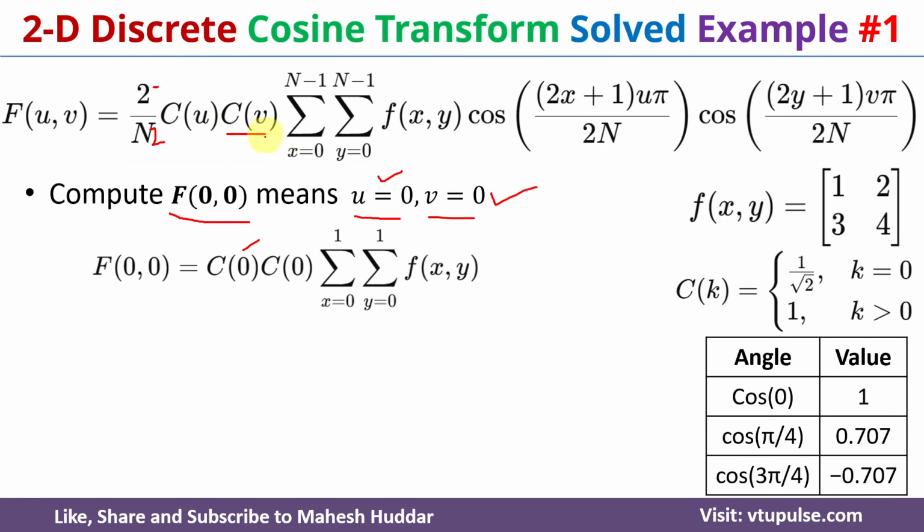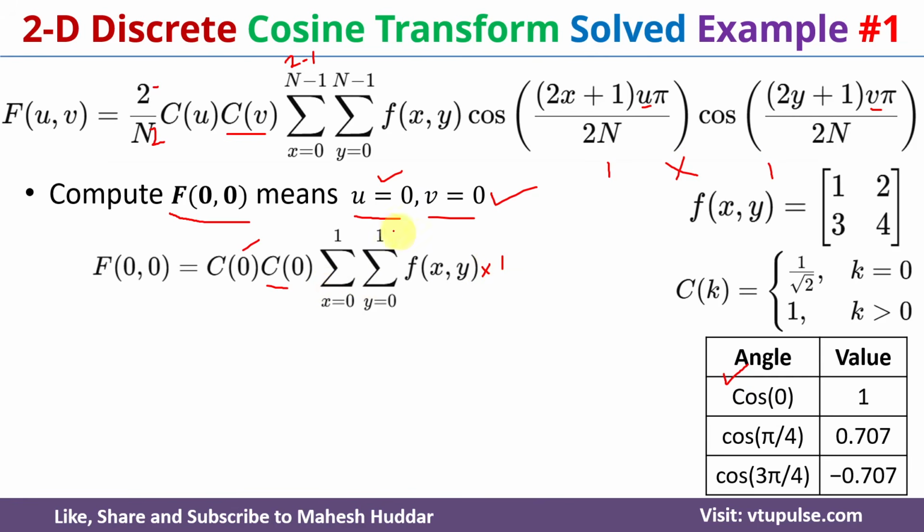So this will become c of 0, summation of x from 0 to n minus 1, that is 2 minus 1, which is equal to 1, summation of y is equal to 0 to n minus 1, that is 1, f of x comma y cos of, here we can see that u value is 0, so it will become cos of 0, and here also v value is 0, so it will become cos of 0. We can see that cos of 0 value is 1, so 1 multiplied with 1 will become 1 only.